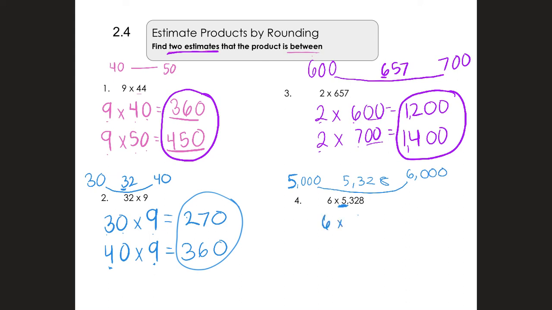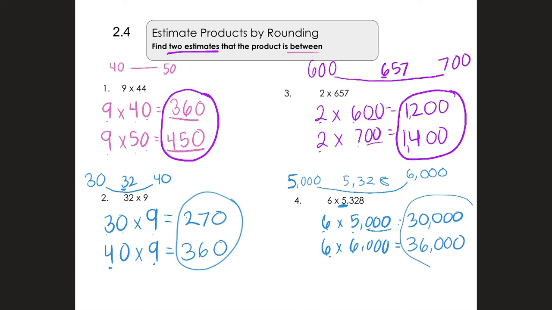And I rewrite my problems. 6 times 5,000 and 6 times 6,000. 6 times 5 is 30, and then 3 zeros, 30,000. 6 times 6 is 36, and then my 3 zeros. You have 3 questions on your quiz like these.